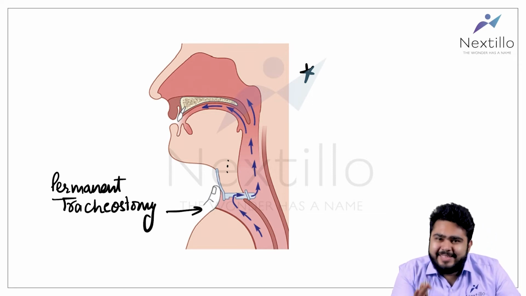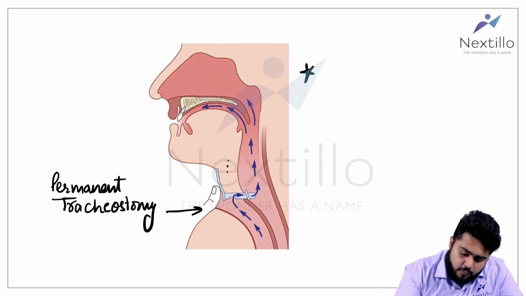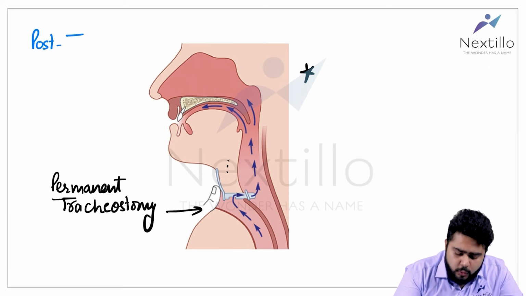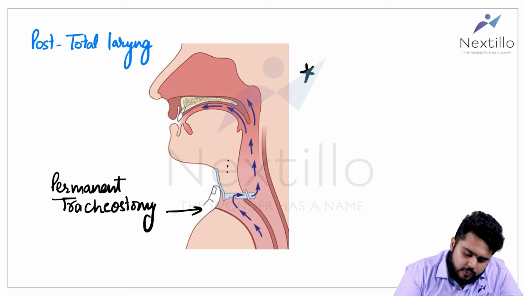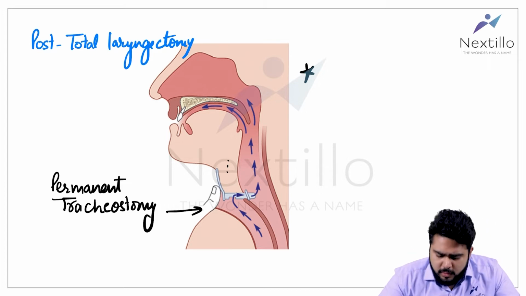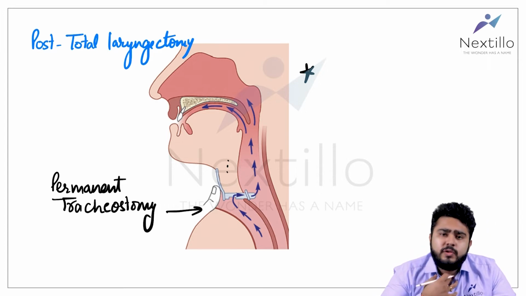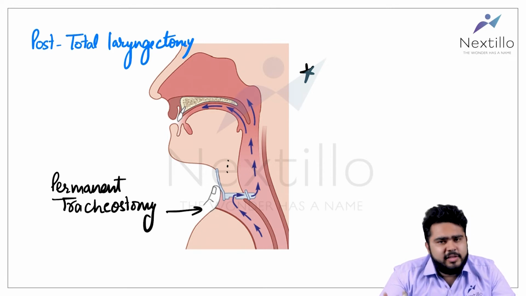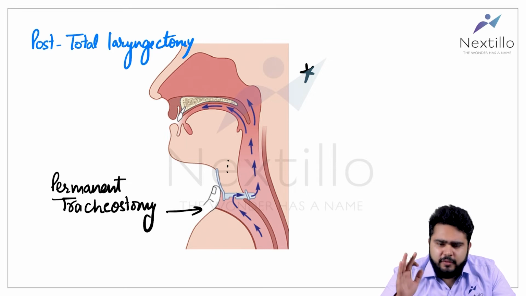So it means laryngectomy has been done. This is a picture of post laryngectomy, and that too total laryngectomy. So this much is clear in my brain. When I see this picture, this should come to my brain: there's no larynx, the trachea is coming and opening outside directly. So this is a case where total laryngectomy has been done. This is a post-operative case.